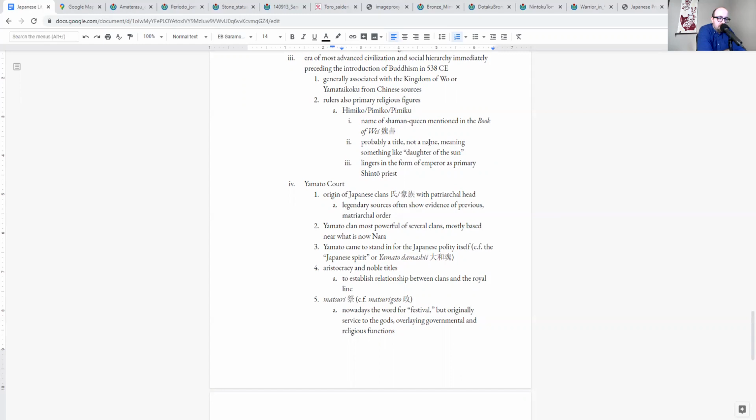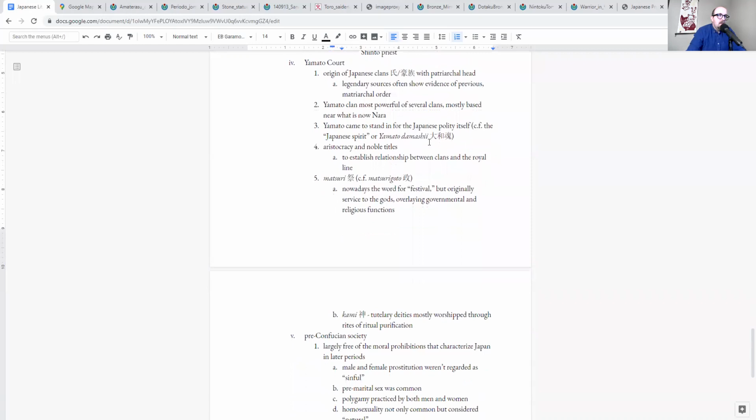Now, the Yamato court society, like I said, was a loose confederation of clans. And it's really in this period that we start to see a more patriarchal order developing. I say more patriarchal because if you look at the earliest extant records of Japanese emperors and empresses, you see not an even mix, but a decent mix of male and female rulers. But it is in this period that you start to see a more clearly male-centered political orientation emerging, particularly around warrior cults.